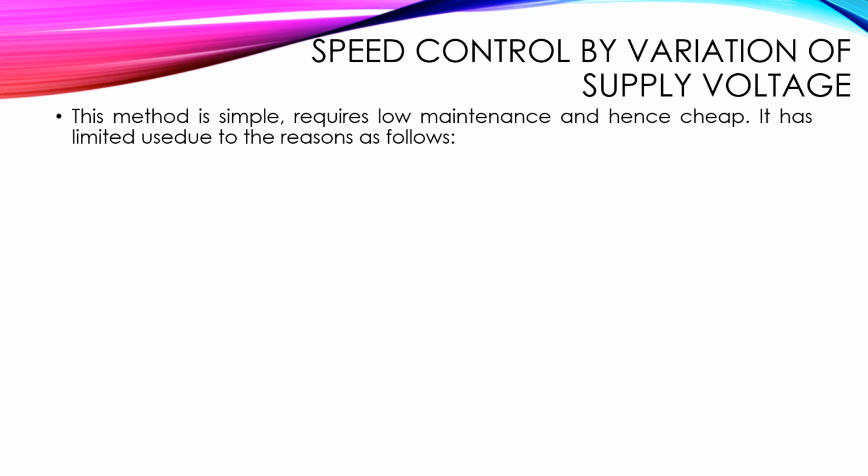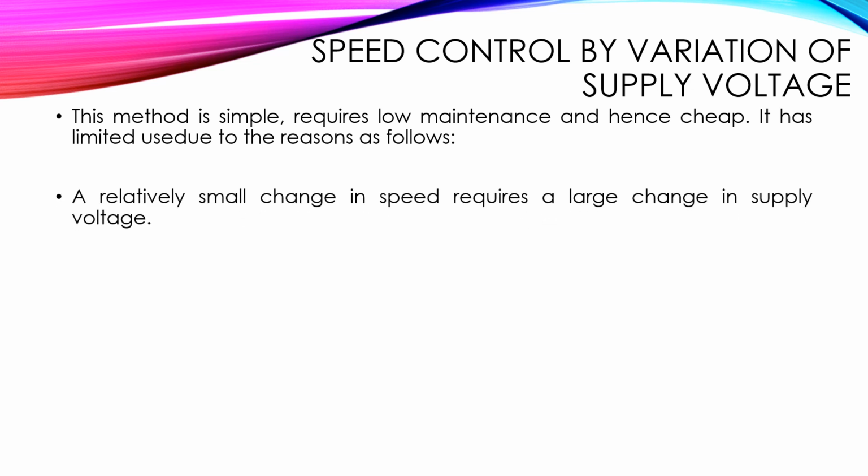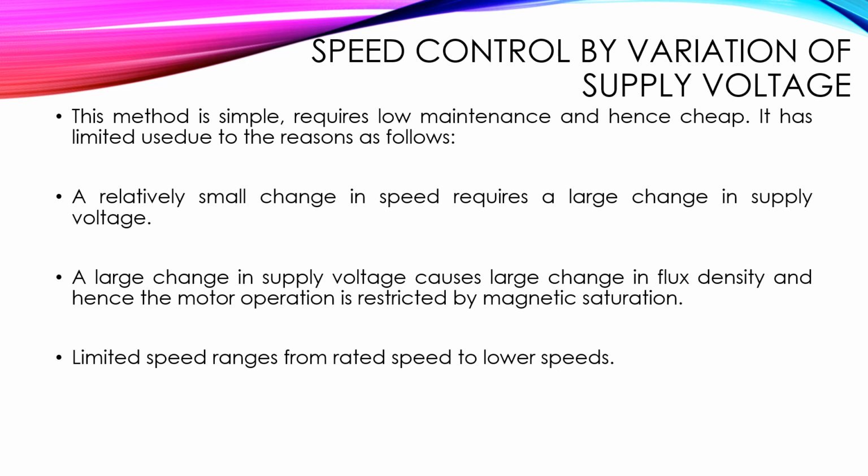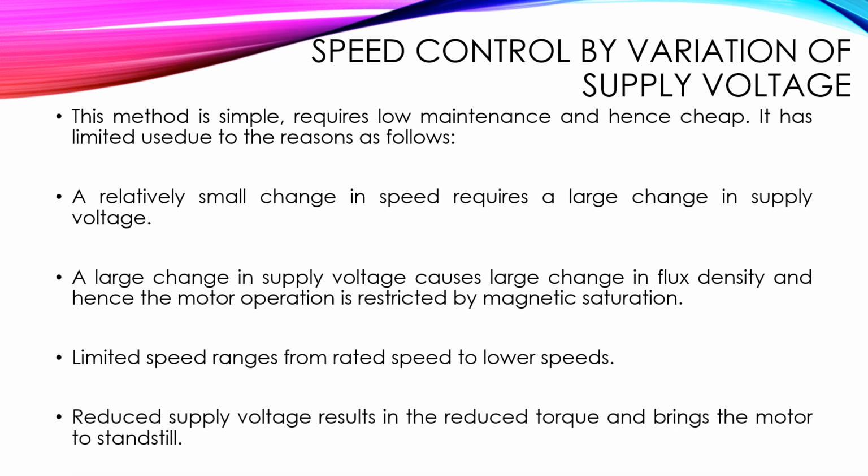As the supply voltage is to be varied, this method is simple, requires low maintenance and hence is cheap. It has limited use due to the following reasons. A relatively small change in speed requires a large change in supply voltage. A large change in supply voltage causes a large change in flux density, and hence the motor operation is restricted by magnetic saturation. Speed ranges are limited from rated speed to lower speeds. Reduced supply voltage results in reduced torque and brings the motor to standstill.